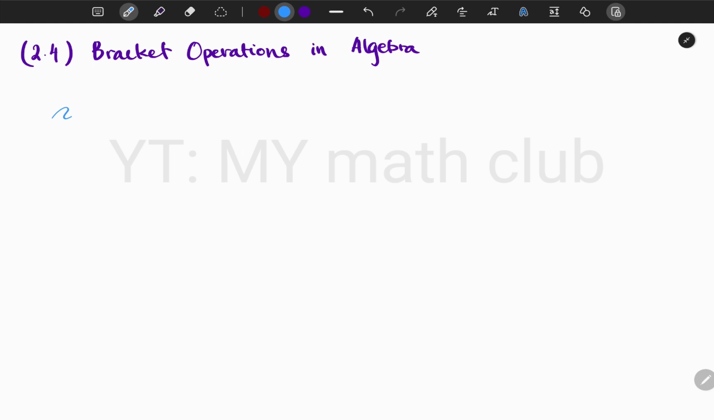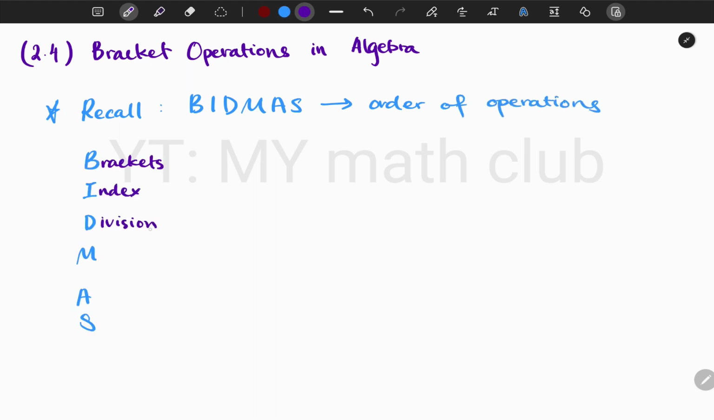In today's lesson, we will be covering brackets operation in algebra. We want to first recall a concept we learned previously, which is BIDMAS. BIDMAS represents the order of operation in which you do calculations: brackets, index, division, multiplication, addition, and subtraction.